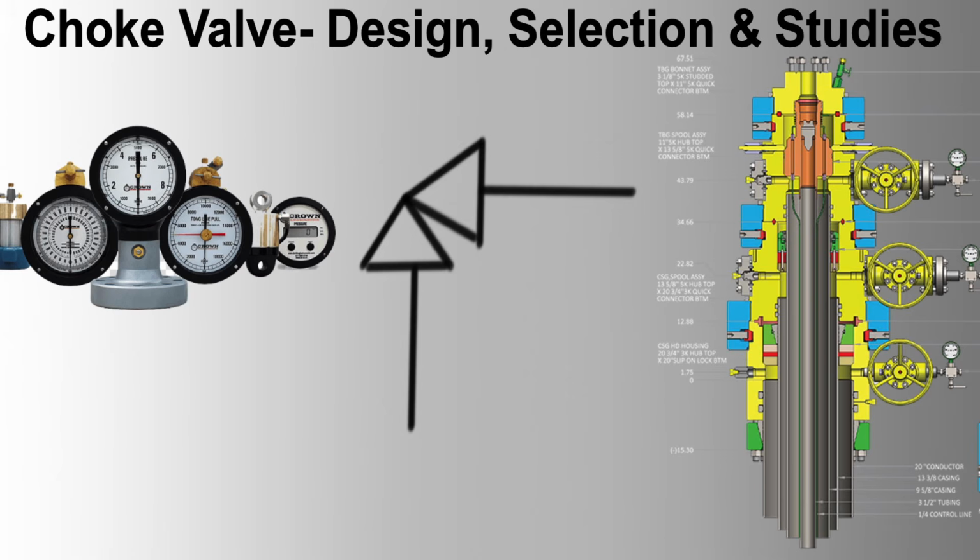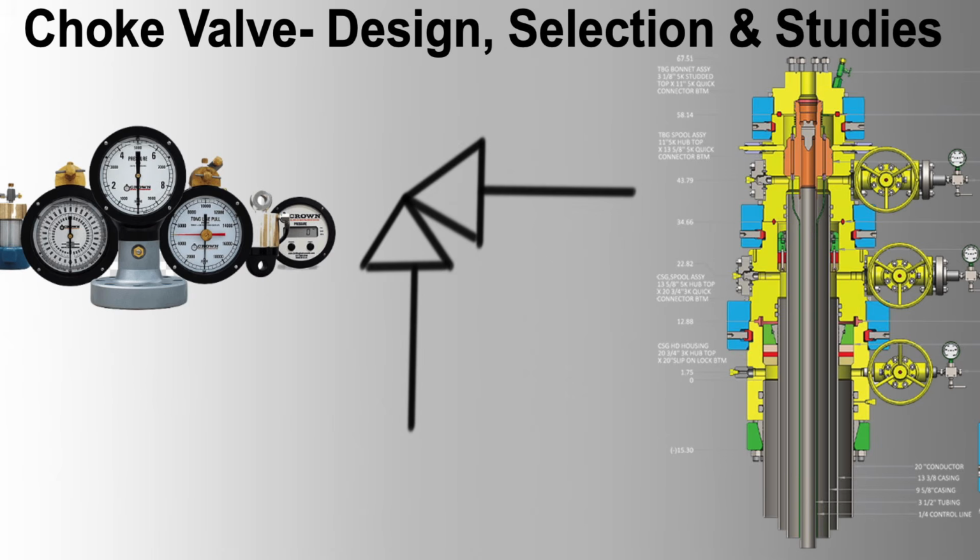3. Trim. Construction: the internal components, e.g. stem, seat, cage, that control flow should be designed for durability and precision. Materials must be resistant to erosion, corrosion, and high temperatures. Common materials include tungsten carbide, ceramic, and hardened stainless steel. Interchangeability: modular trim designs allow for easy replacement and customization based on operating conditions.